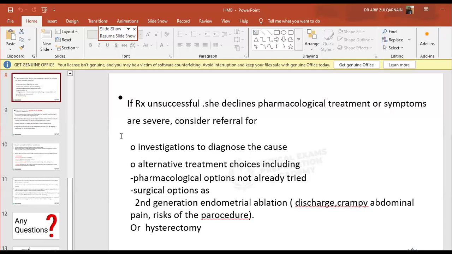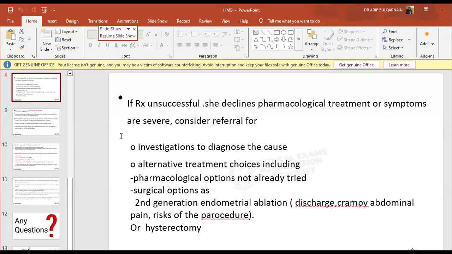So this is the first block, where we will explain that if she is having a normal uterus, or suspected adenomyosis, or fibroids but the fibroid size is less than 3 centimeters and it is not distorting the uterine cavity, then the first line is Mirena. And if the Mirena is not suitable or she has declined Mirena, then we can give her non-hormonal treatments that include tranexamic acid and the NSAIDs. And among the hormonal treatments, there are combined oral contraceptive pills and the oral progestogens.